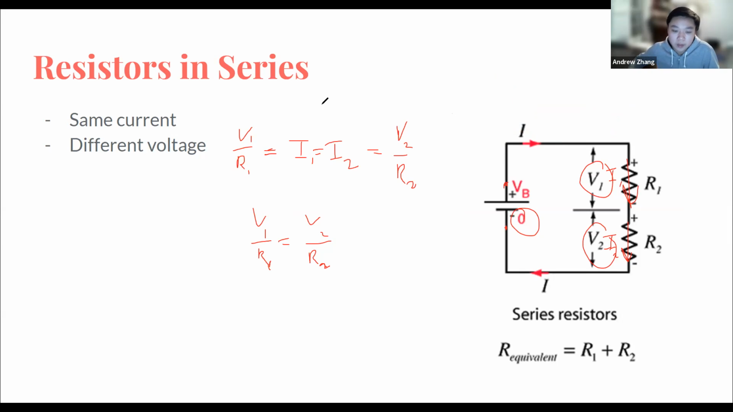Back to our derivation, we can use loop rule to say that VB, or I'll just say V for simplicity, V total, this V, is equal to V1 plus V2.